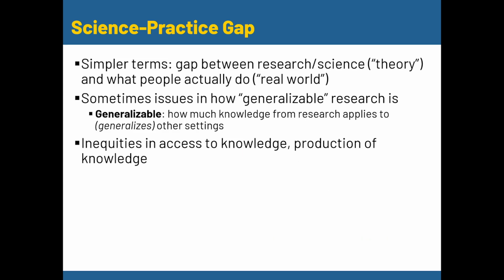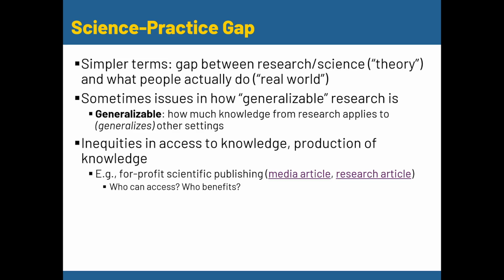Sometimes this gap is related to inequities in access to knowledge and production of knowledge. So if someone doesn't have an academic email address, or doesn't work for an institution that has subscriptions to all these journals, then oftentimes there's a paywall, right? You have to pay money to access a journal, or you have to access it through other means that go outside of the sort of industry structure that's been created.